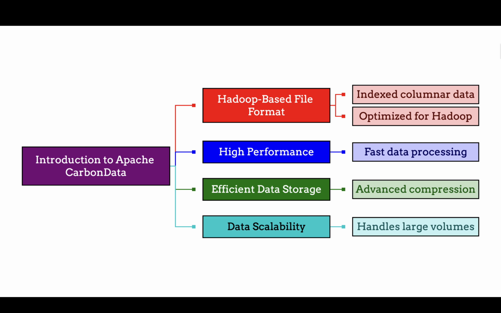Introduction to Apache Carbon Data. 1. Hadoop-based file format. Apache Carbon Data is an indexed columnar data format optimized for fast analytics on big data platforms like Apache Hadoop. 2. High performance, delivers high-speed data processing and analytics. 3. Efficient data storage, utilizes advanced compression techniques for efficient storage. 4. Data scalability, effectively handles large volumes of data, ensuring scalability.